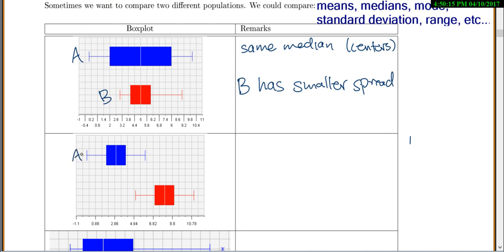When we look at our next one, let's again just call them A and B for ease of reference. It looks like the medians, or the centers, are quite a bit different. B is a lot higher, right? All the numbers are a lot higher. So B has a higher center. But if you look at the spread, it seems like they have the same spread, right? They're both the same width, so they have the same spread.